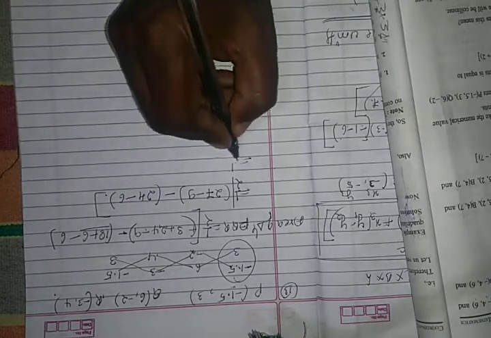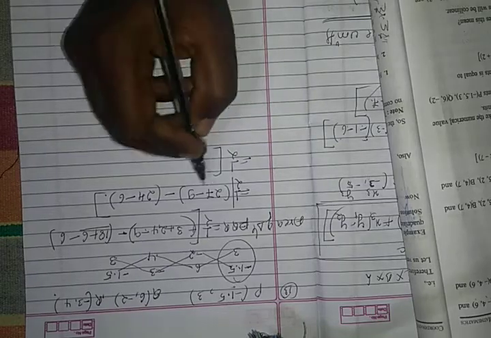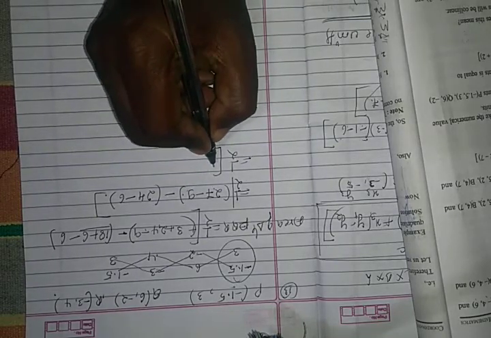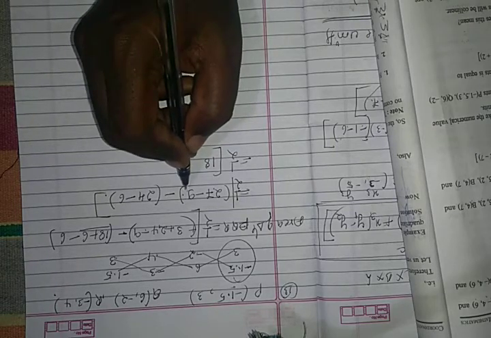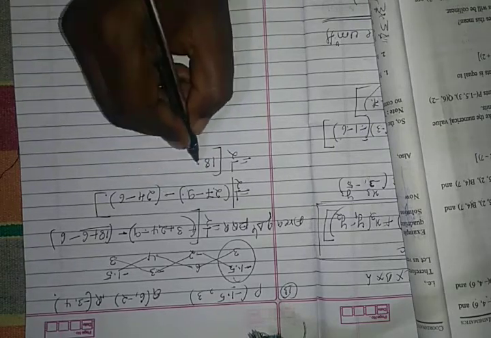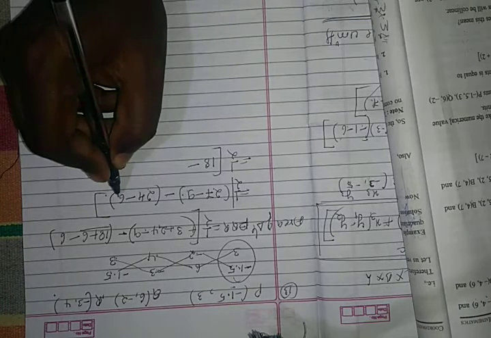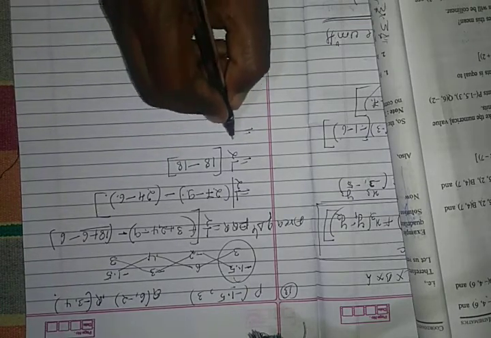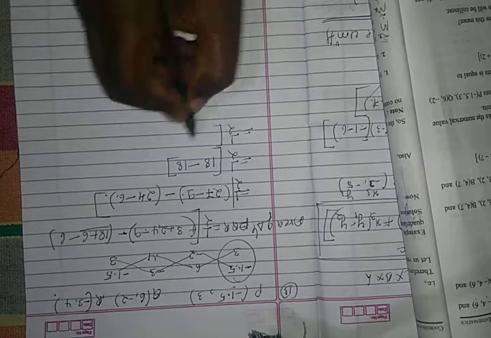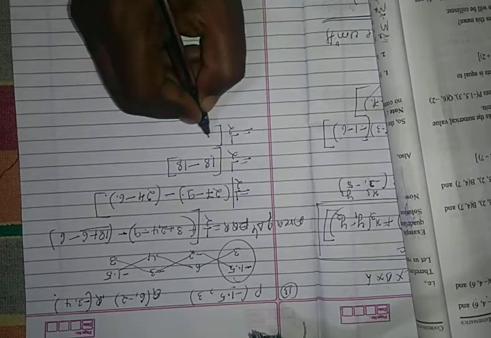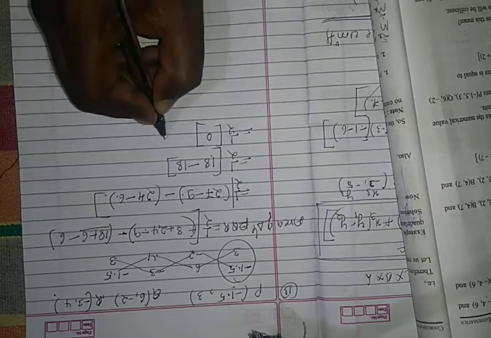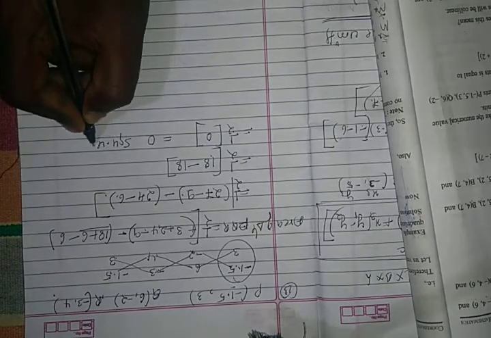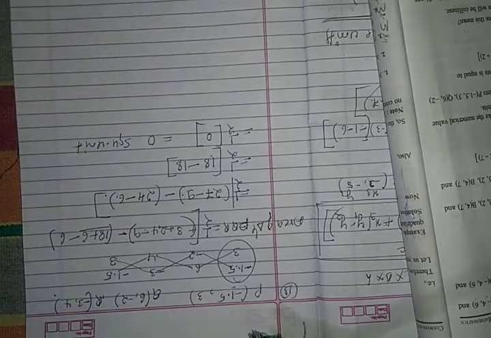So then it is equal to half into 27 minus 18, which is 9, is 18. Okay, 18 minus 24 minus 6 is also 18. See very carefully, half into 18 minus 18 is 0. 0 into half is also 0 square unit. So the area of the triangle becomes 0.